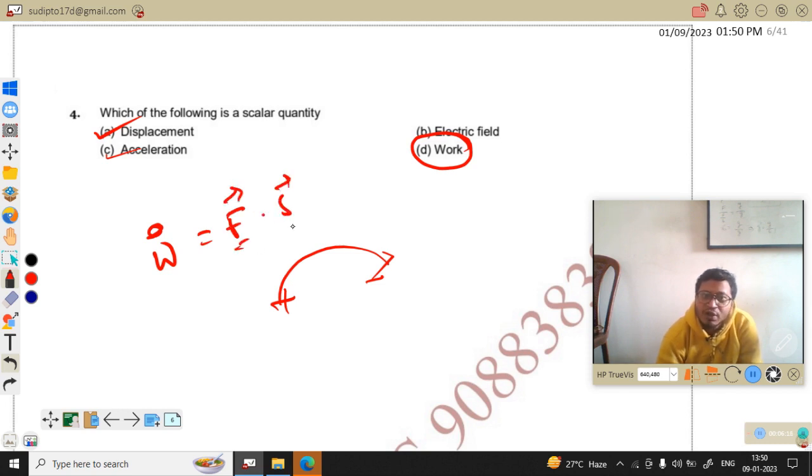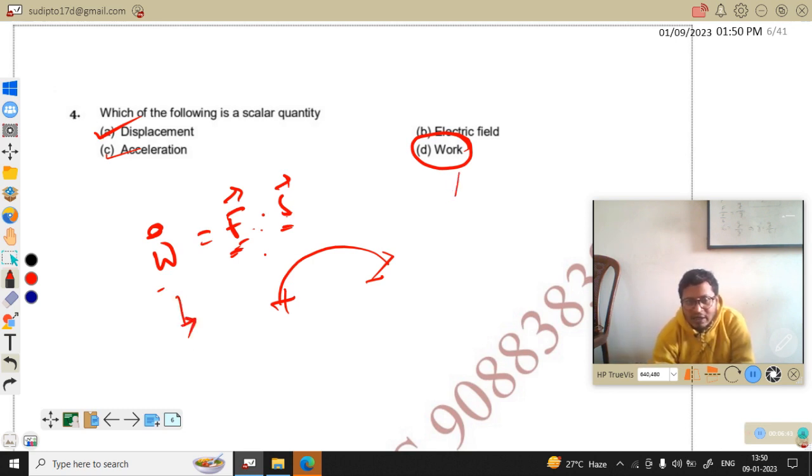Force is a vector quantity and displacement is also a vector quantity. But the work done by force and displacement is related by a dot product. That's why the dot product gives only a scalar quantity, so work done is a scalar quantity. Is that clear? Okay. Next, work done is the scalar quantity.